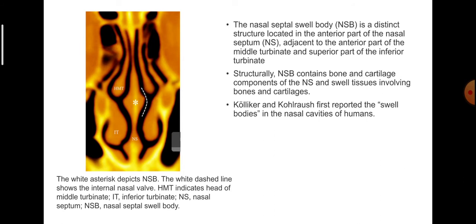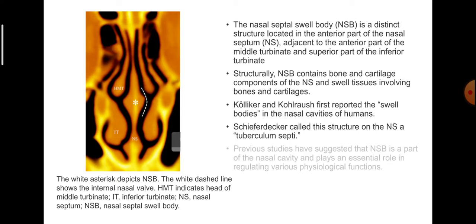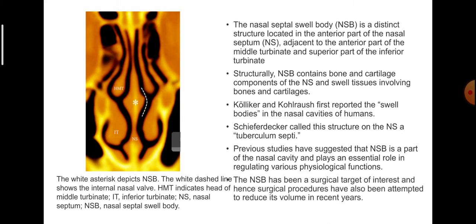Kohlner first reported the swell body in the nasal cavities of humans. Schriefferdecker called this structure on the nasal septum a tuberculum septi. Previous studies have suggested that the swell body of the nasal septum is a part of the nasal cavity and plays an essential role in regulating various physiologic functions. The nasal swell body has been a surgical target of interest, and hence surgical procedures have also been attempted to reduce its volume in recent years.